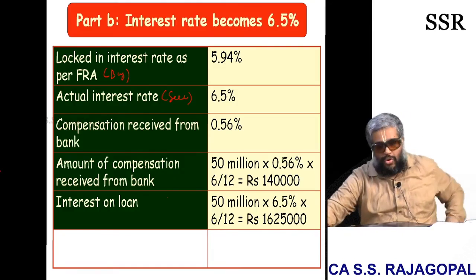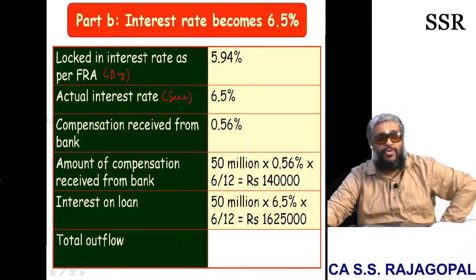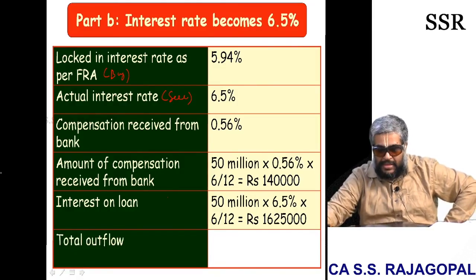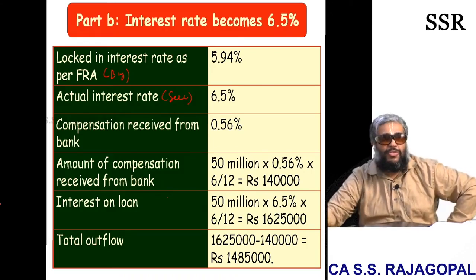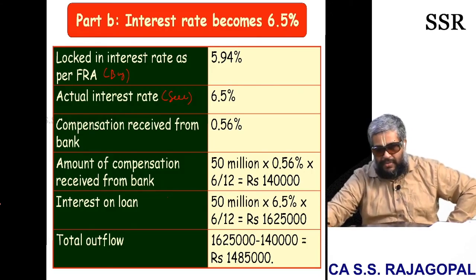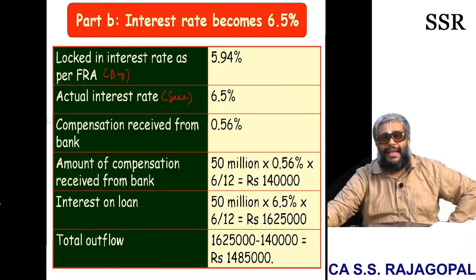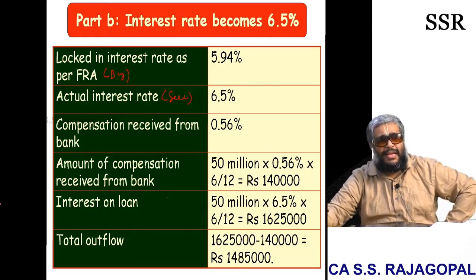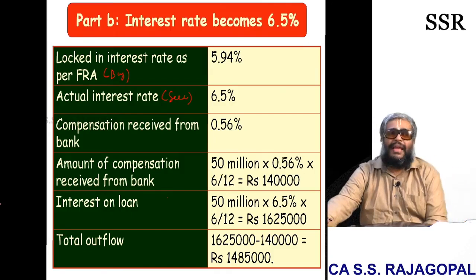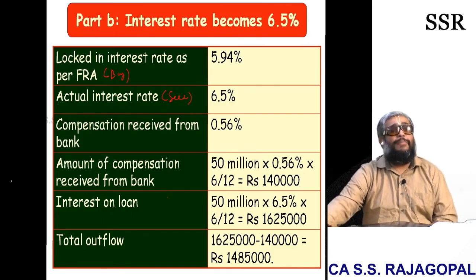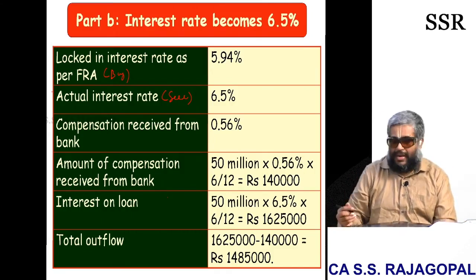16,25,000. Don't write total outflow, write net outflow: 16,25,000 minus 1,40,000 is 14,85,000. Whatever may happen to the interest rate after 3 months, I am able to pay the same 14,85,000 for my 6 months proposed loan. Now write down a note.